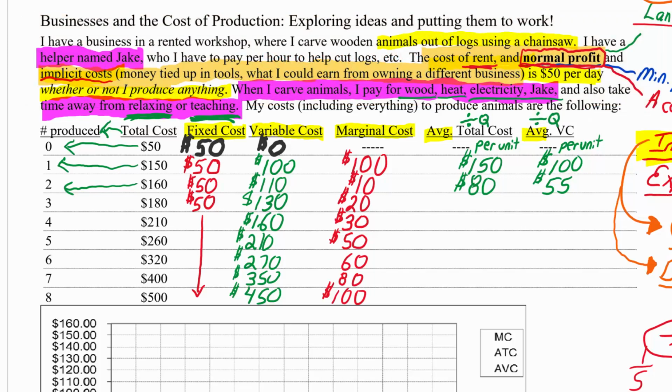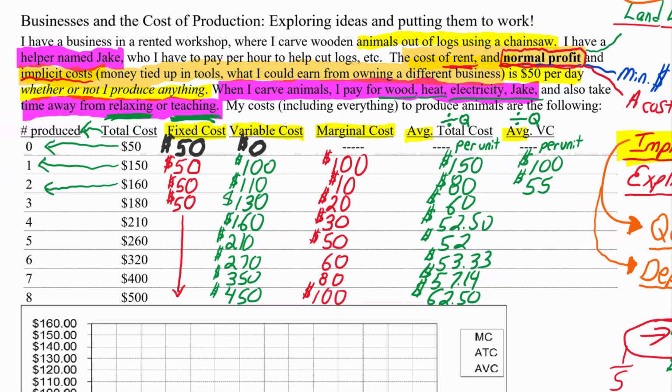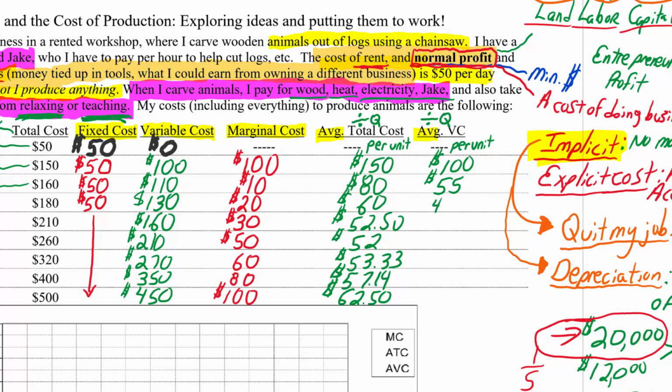So what we should get here is 180 divided by 3 is 60. And then $52.50 when we're producing 4 units. Total cost per unit, $52, $53.33, $57.14, and $62.50. Total cost per unit. Variable cost per unit, again here we're going back to $130 divided by 3, $43.33, $40, $42, and $45, $50, and $56.25.